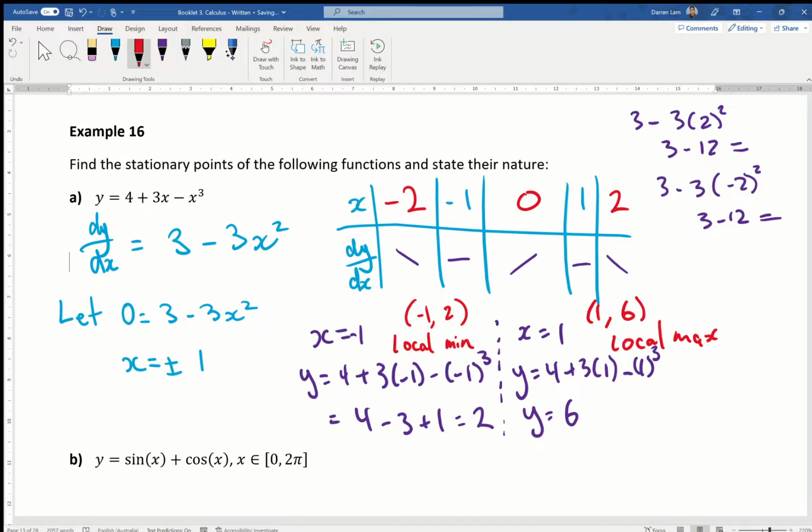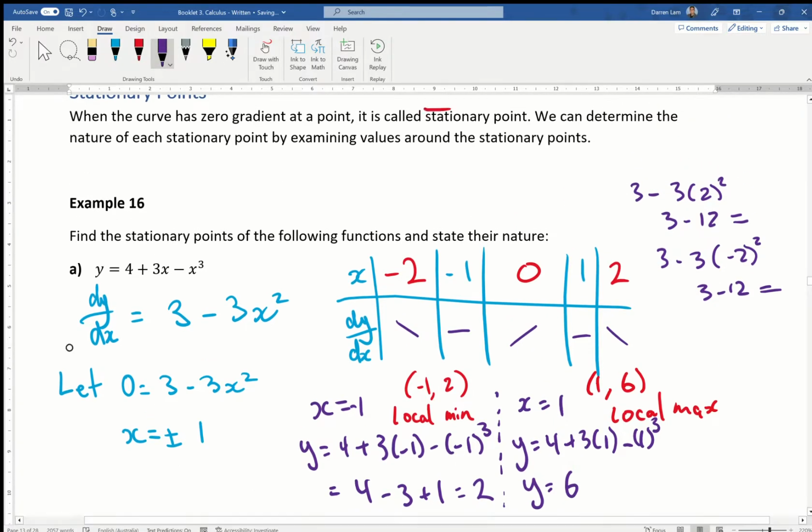If you end up with a function where you have something that looks like a stationary point, and then it's a positive gradient on each side, so something like this, that is a point of inflection. You're going to have a positive gradient flatten to a 0, and then another positive gradient, that is a point of inflection.